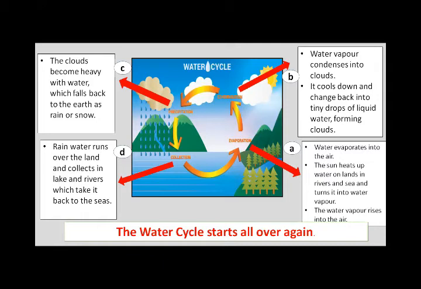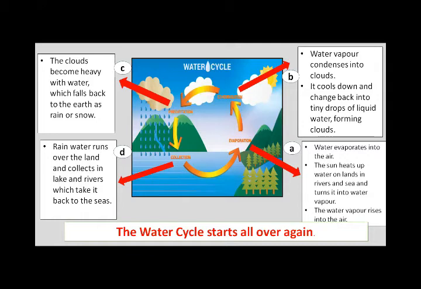The importance of the water cycle is not included in your syllabus or the content. I have just given it to you for your knowledge and awareness. Okay, why is the water cycle important for us? My dear students, I hope you all have got it. I have tried to explain it in detail.